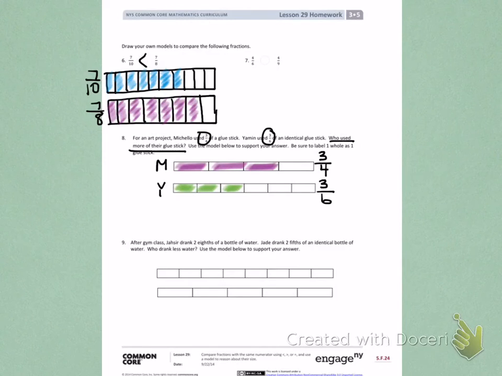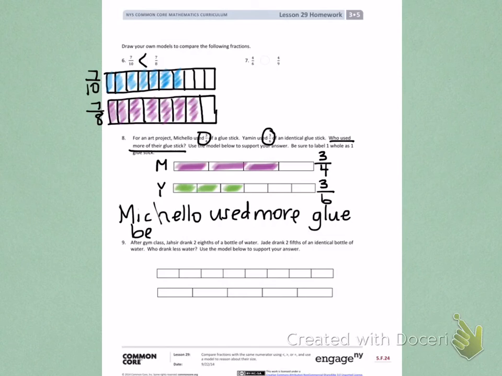So I think that Michello used more glue because 3/4 is greater than 3/6.